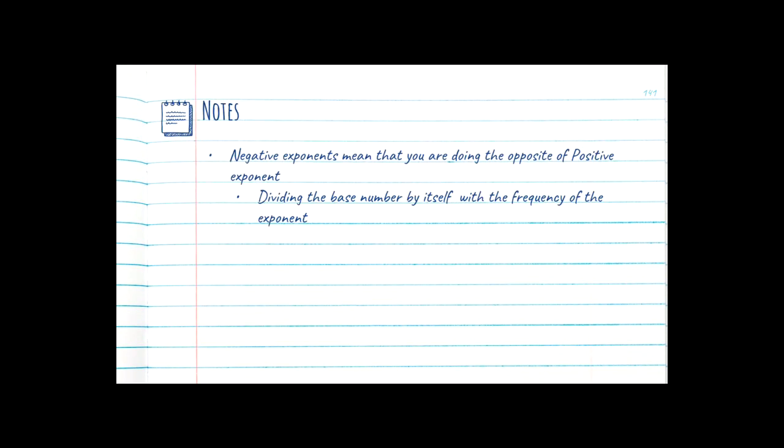Okay, so negative exponents. Sometimes you're going to have an exponent attached to a base that is actually negative. It'll be negative 3, for example. What this means is that you're doing the opposite of what a positive exponent does. So you're dividing by the base number, with the frequency of the exponent. Again, this is a little confusing, so let's look at an example.